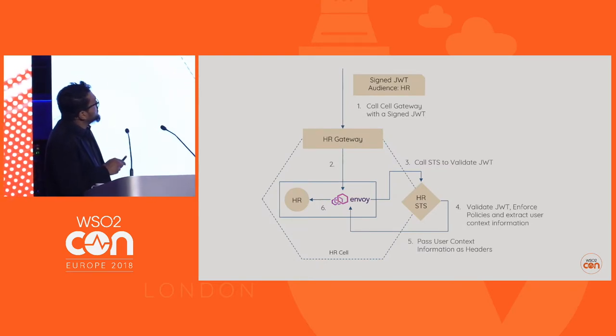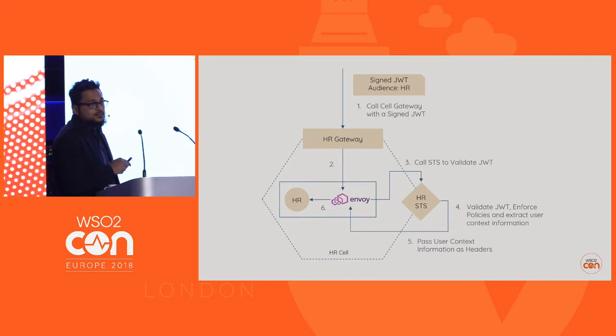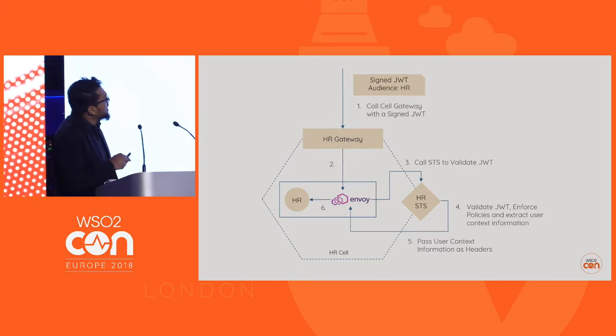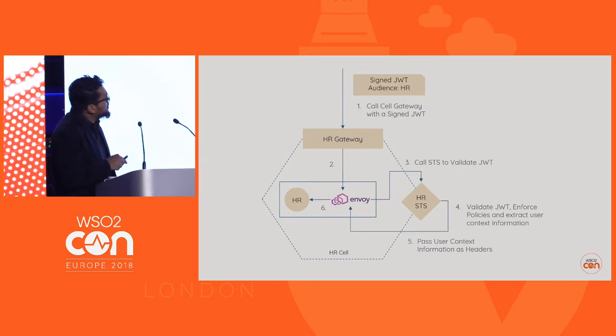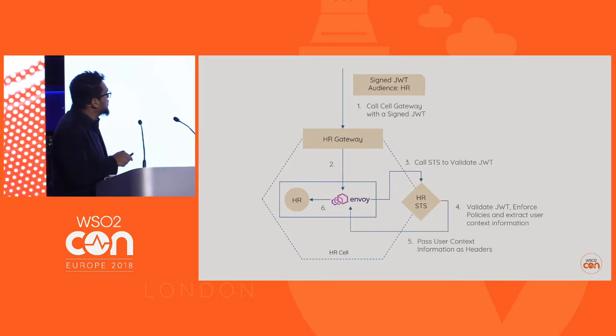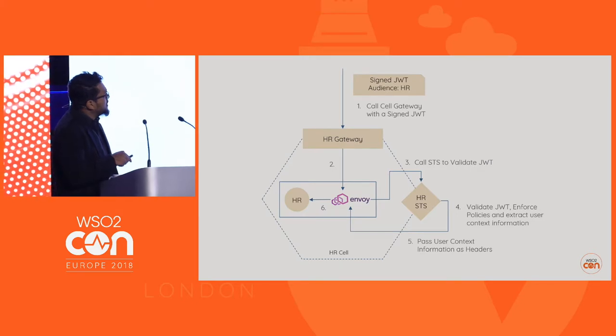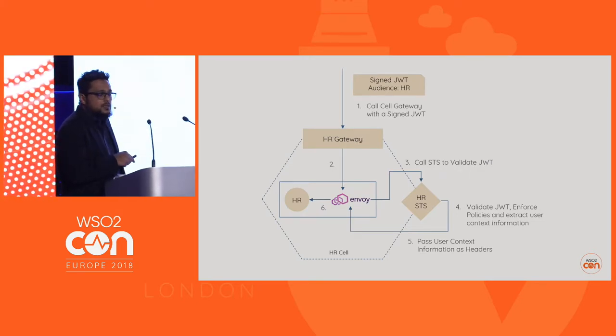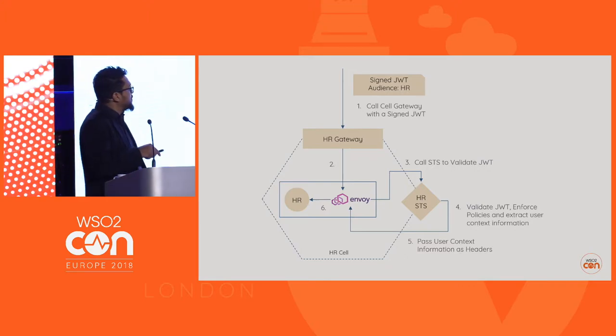Now the call with the signed JWT and audience is reaching into the cell gateway, right? At which point the call goes into the particular pod. So this is the pod. If you remember the service mesh concepts that I spoke about, when a call comes in, it is intercepted by the proxy. The proxy at that point, through a webhook, calls out to an STS, a security token service, which is running in the cell control plane, right?